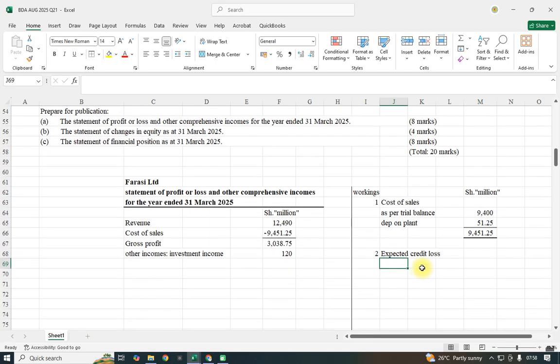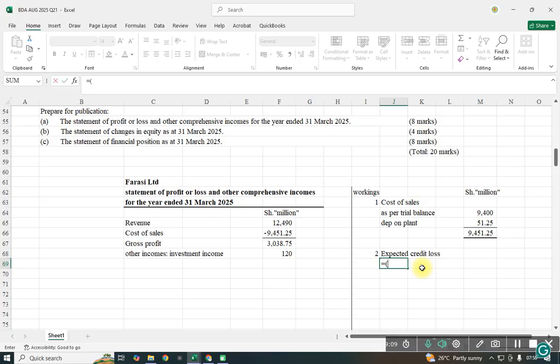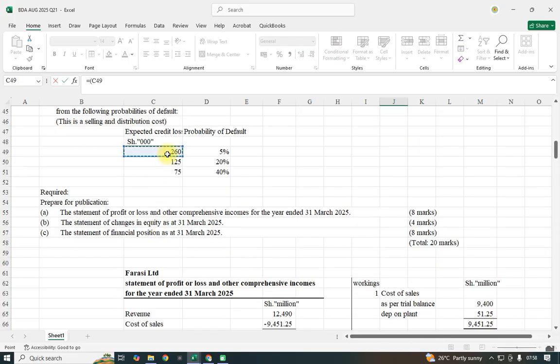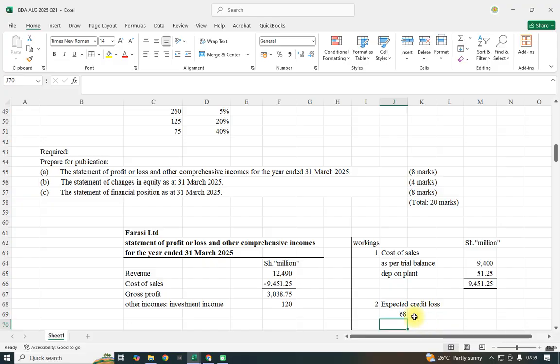So here we shall calculate these. I'll pick the first value directly and multiply by the probability of default, and I add the other one, 125, by the probability of default of 20%, and I add the other one, 75, by the probability of default of 40%. That way, you'll find that our expected credit loss now will be 68.